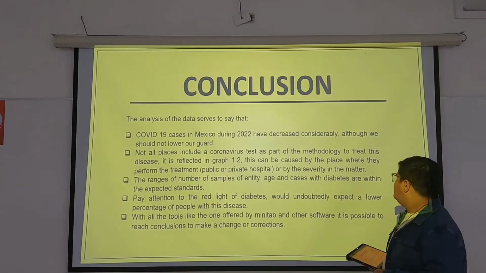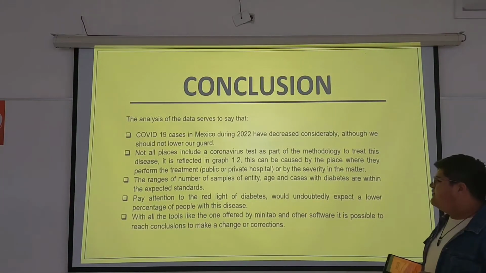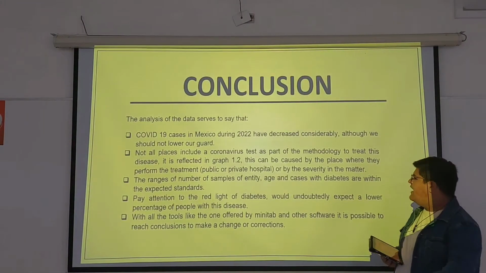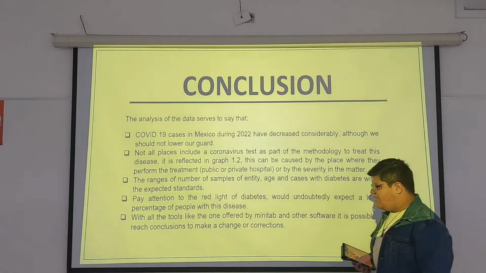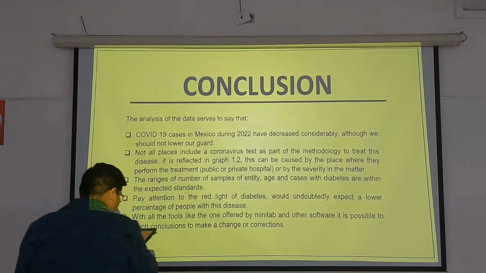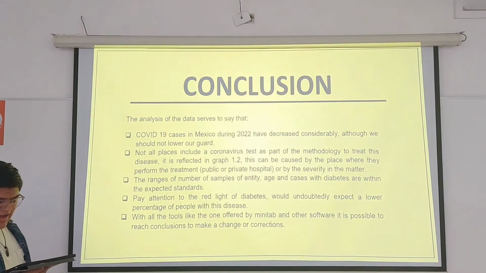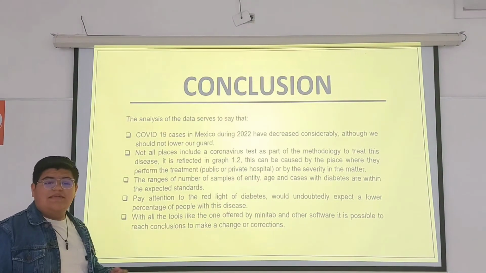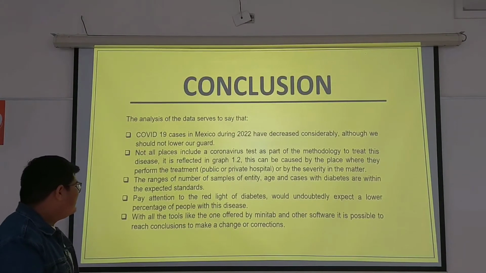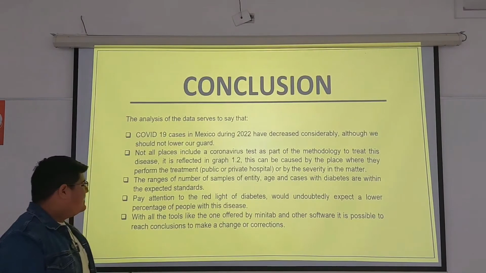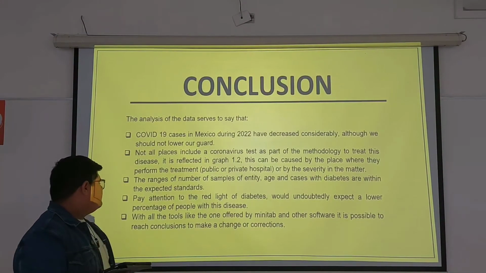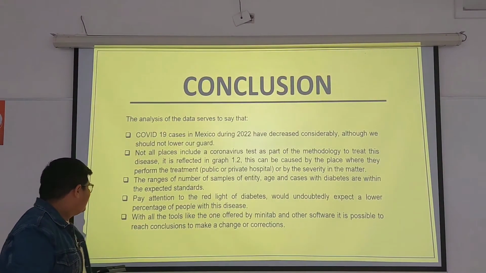This can be caused by the place where they perform the treatment, public or private hospital, or by the severity of the case. Okay, the ranges of numbers of the samples of entity, age, and cases with diabetes are within the expected standard, and we need to pay attention to the red light, in my opinion, of diabetes. We will undoubtedly expect a lower percentage of people with this disease.